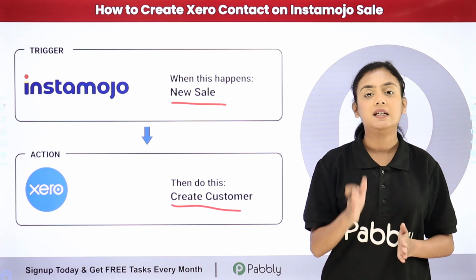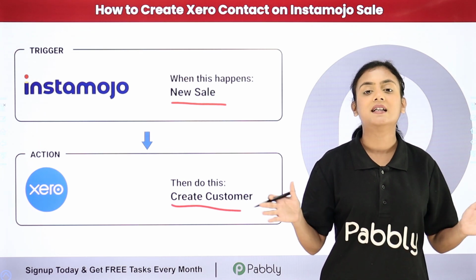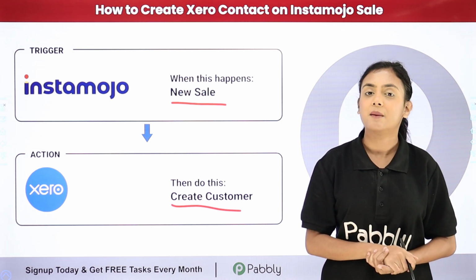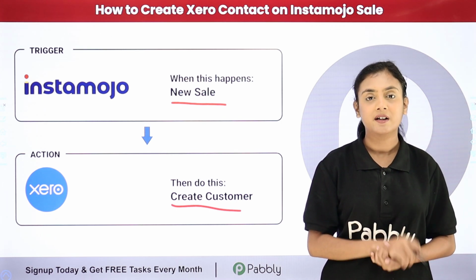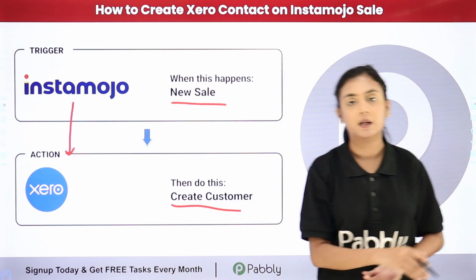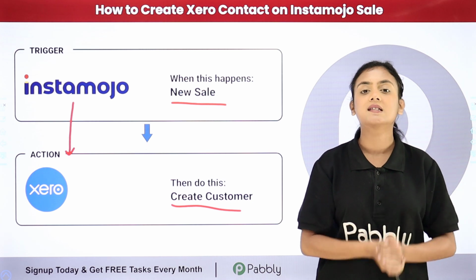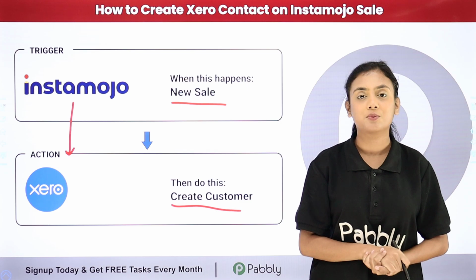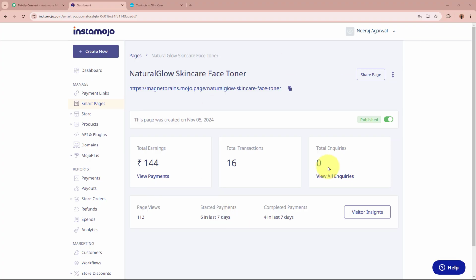Now doing this manually is very time consuming. So what I've done is I've simply automated this entire process with the help of Pabbly Connect, which is an amazing automation and integration software. And here in this automation, I'm going to build the connection between Instamojo and Xero with the help of it. So if you also want to learn about this amazing automation process step by step, for that let me take you to my screen. In this video, we're going to learn how to create Xero contact on Instamojo sale.